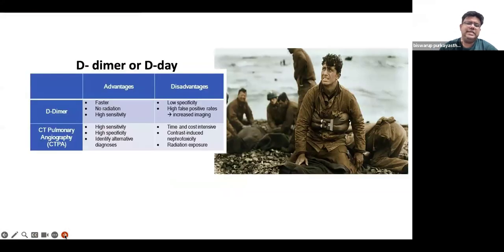So why am I so against D-dimer? I say whether it is D-dimer or D-day. The biggest disadvantages of D-dimer are low specificity and an extremely high false positivity. There are half a zillion things, from smoking to exercising to having fever to having an infection in the body, that can give you a high D-dimer. It is, yes, quicker. It has no radiation. And if the D-dimer is positive, then it might indicate a multitude of things, whereas if the D-dimer is negative, it can potentially effectively rule out DVT.